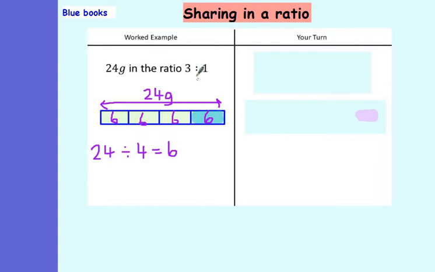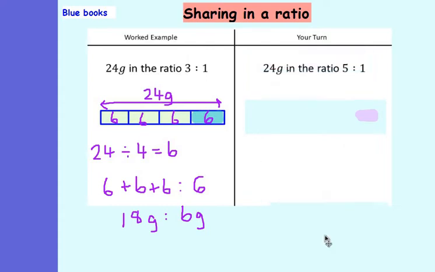Now I'm sharing in the ratio 3:1, so my dark blue is worth 6, and my light blue part is worth 6 plus 6 plus 6, which gives me 18. So I've got a ratio of 18 grams to 6 grams. Let's check. My total should add up to 24. Yes, it does. So I've got it right. Over to you, Year 8. In your dark blue books, can you have a go at this example? Pause the video for a couple of minutes and work that out now.